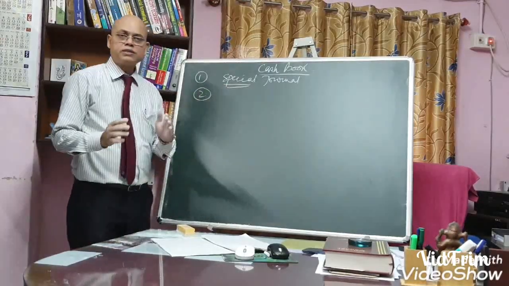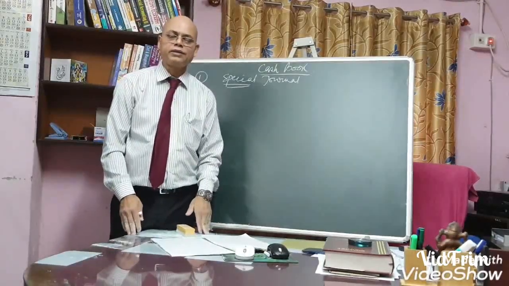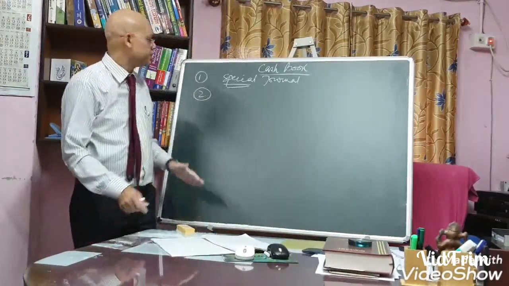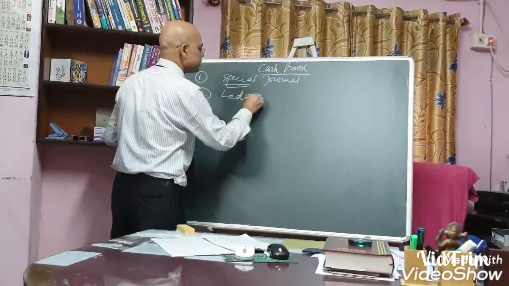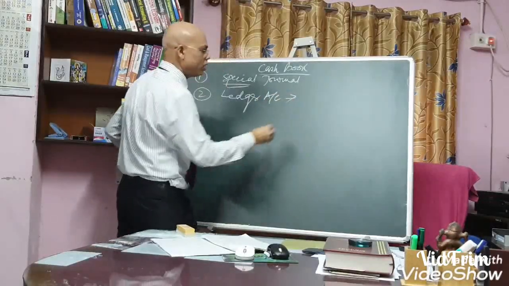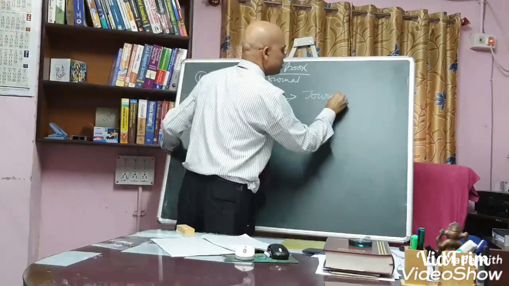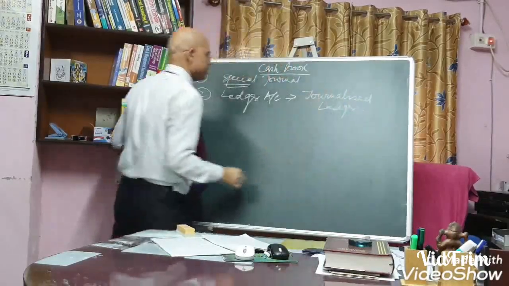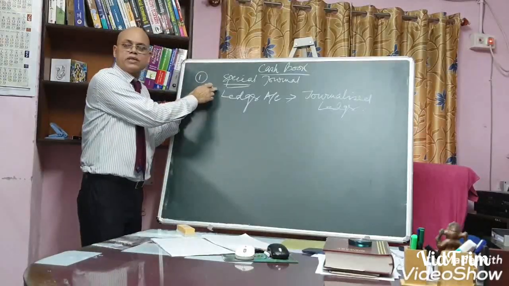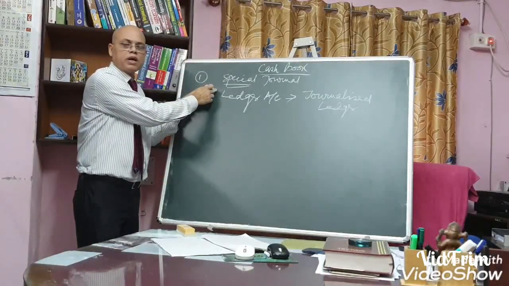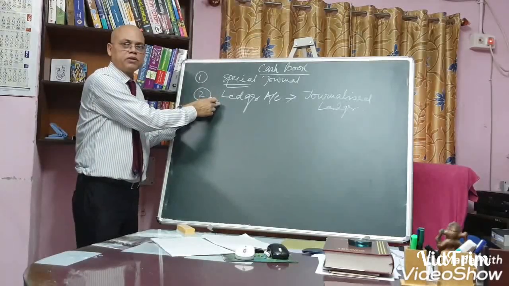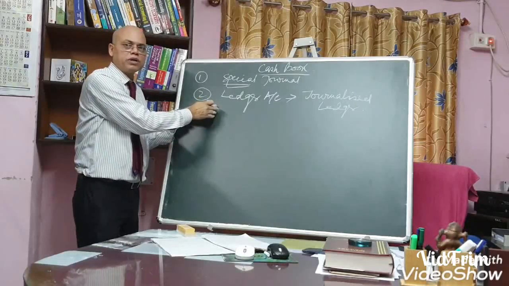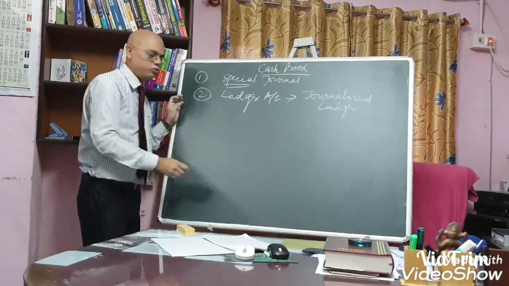Number two, since in cash book we have to write the narration, and it is similar to the cash account, it is also like a ledger account. Therefore, it is called journalized ledger. Why? Because cash book is a book of primary entry as well as a book of secondary entry, because the same characteristics of a ledger account remain in cash book also.